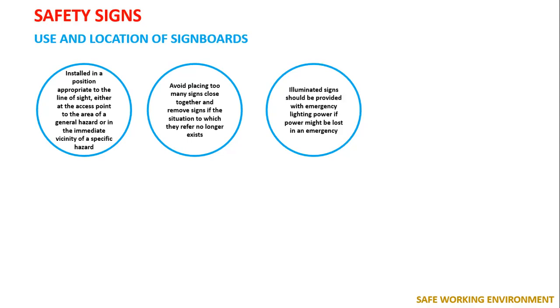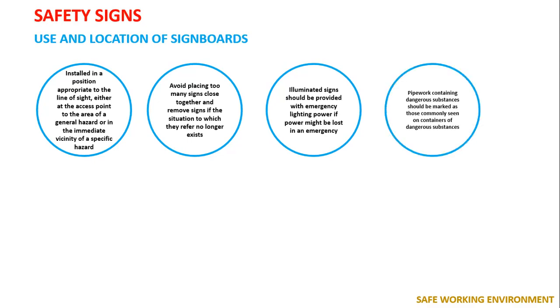Next, the illuminated signs should be provided with emergency lighting power if the power might be lost in an emergency, like the exit signages of the building. So it must be illuminated. They must be provided with the emergency lighting, so that in the case of power failure, the people can see the direction of the exit.